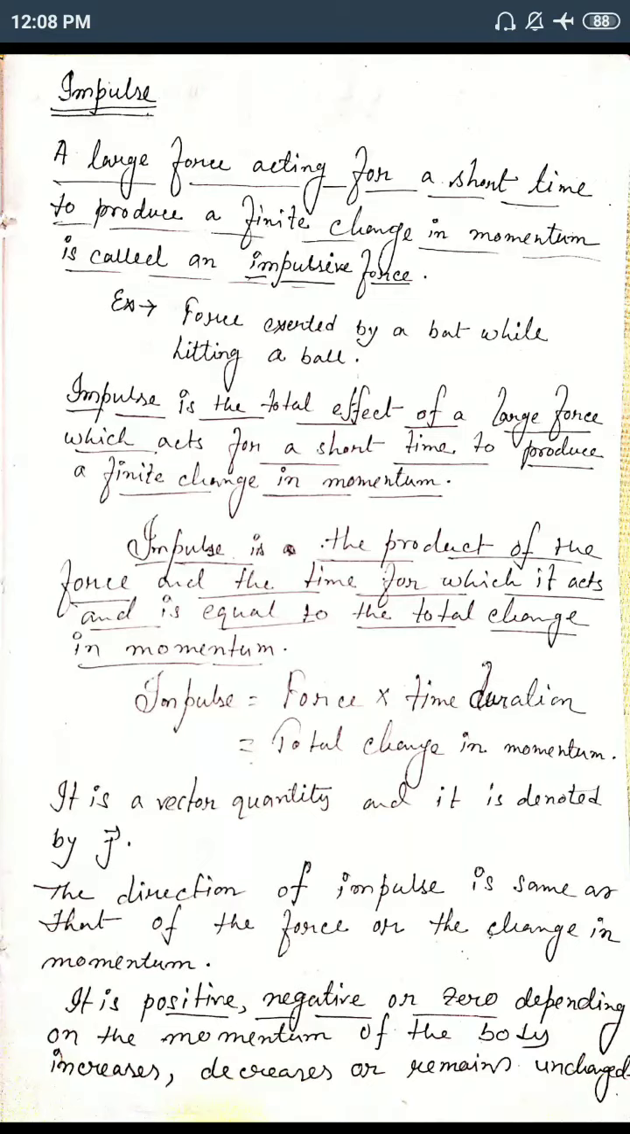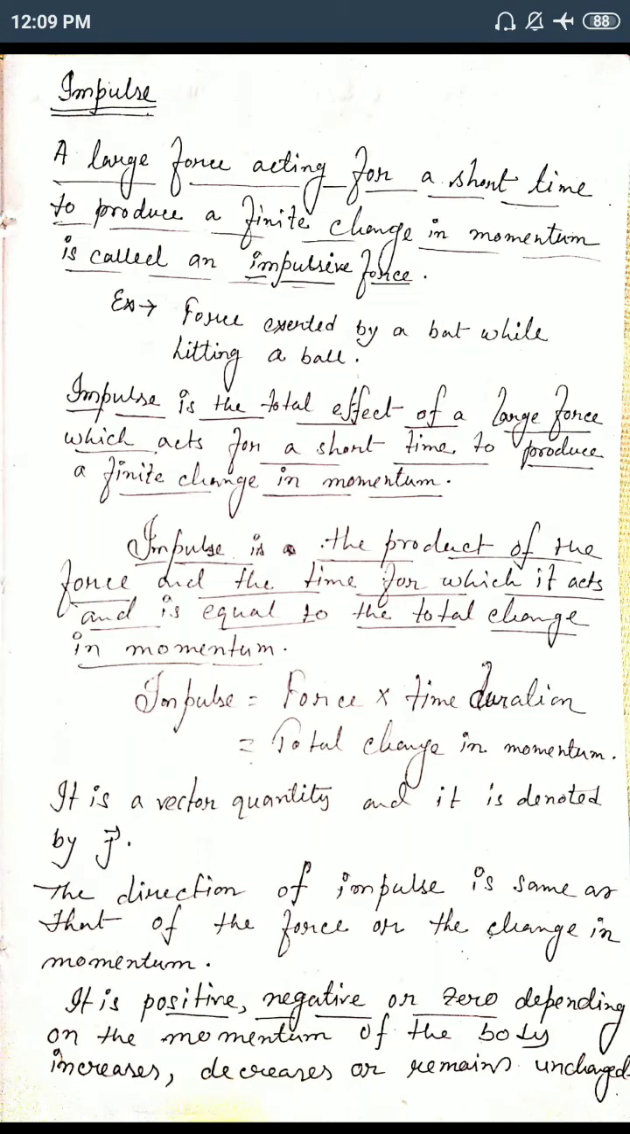Impulse is a phenomenon and the force which acts on it is called impulsive force. So impulsive force is a large force. It is not a simple force. It is a large force acting for a very short time to produce a finite change in momentum. That means this is a special type of force whose magnitude is high, but it will act for a very short time on an object. And when it acts on an object, there will be a finite change in momentum.